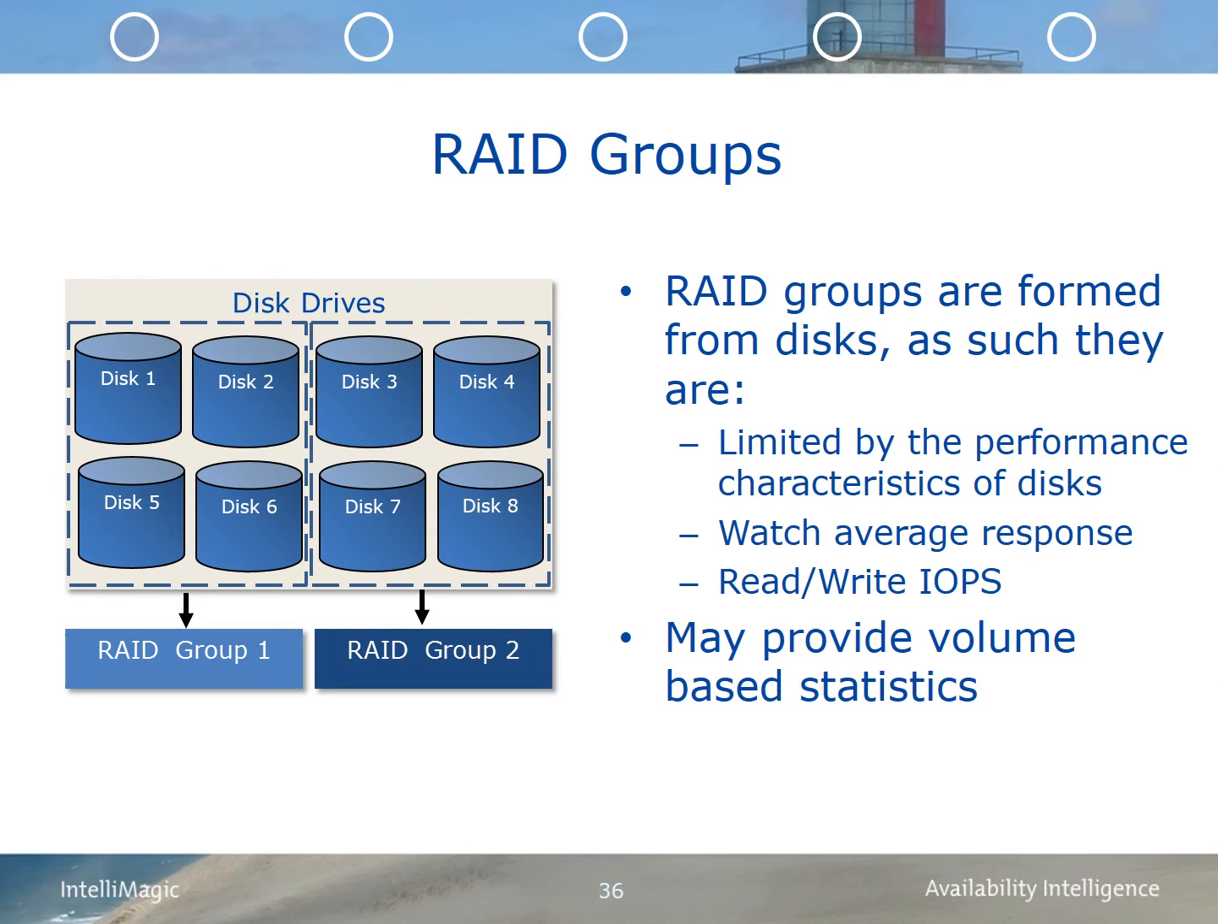And just to recap, the RAID groups are formed from more than one disk, and they're formatted as some type of RAID, be it RAID 1, 5, 6, or 10. And they tend to provide response times, read and write throughput, and I/O traffic.